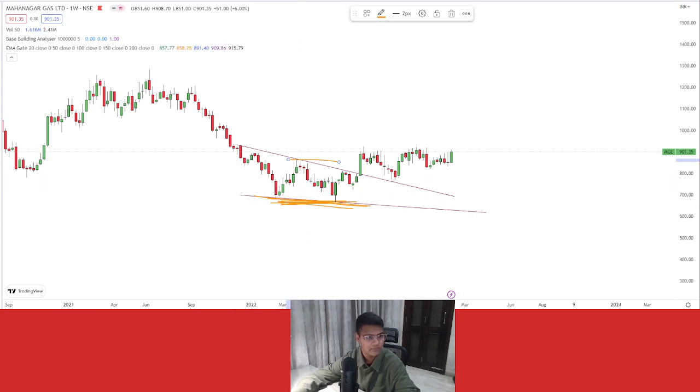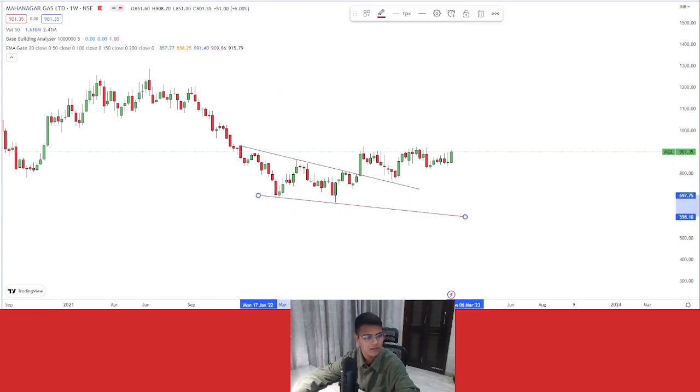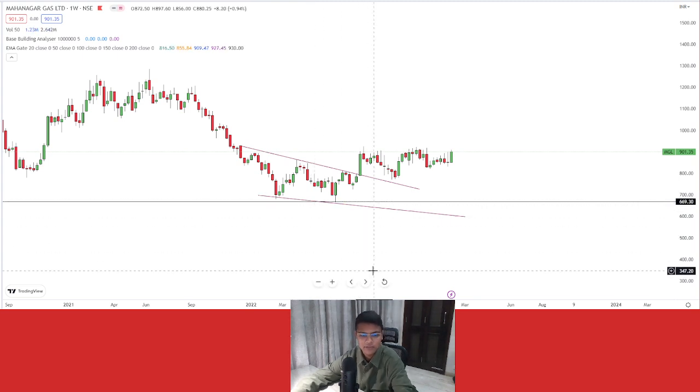Okay, so I'll just remove these drawings for a moment. Just a second, I'll redraw this. Okay, so I can see a falling wedge and a double bottom on the charts. So this was my analysis till 1st August 2022. Let's see what happened after that.